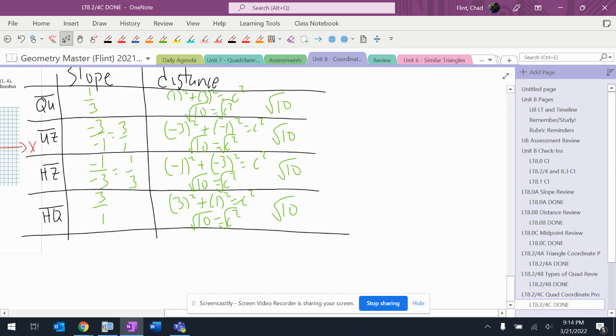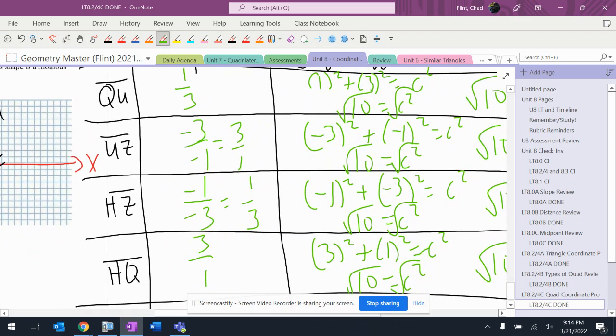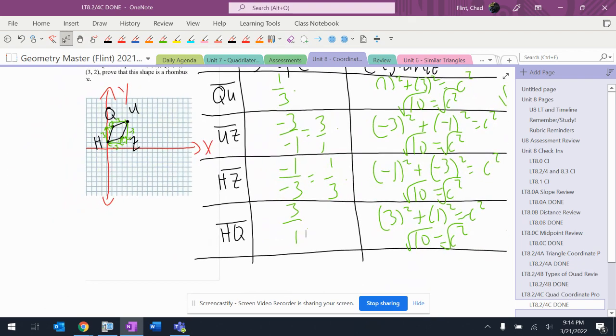Okay, so I get square root of 10 for everything. So I get 4 equal sides. That makes it a rhombus, potentially a square. For a square, it would have to have right angles. But if you look at these, positive, positive, positive, positive, they're all positive. The only way it has a right angle is if one pair of them changes signs. There's no right angle there because even though they're flipped, they're not opposite.